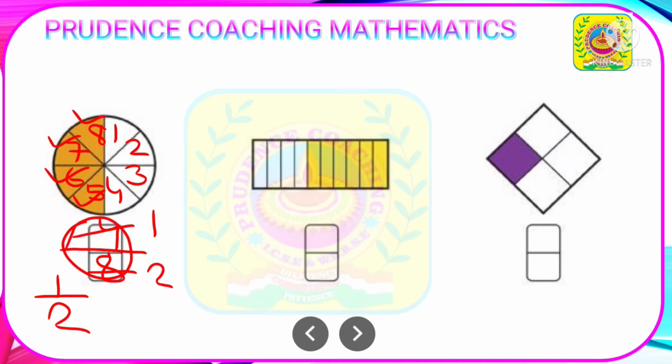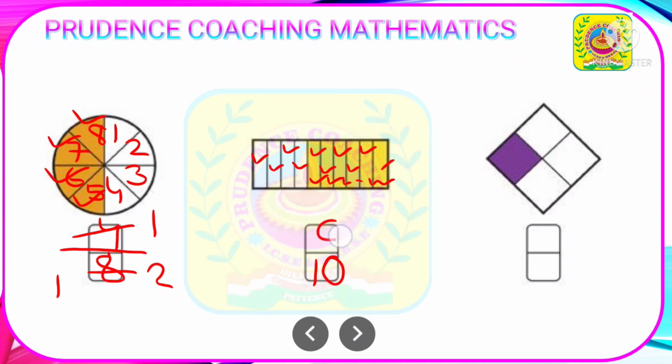Next, as you can see, here is a rectangle. So let us count the number of parts in which this particular rectangle is divided into. Make sure all the parts are equal in shape and size. So here we have 1, 2, 3, 4, 5, 6, 7, 8, 9 and 10. That means we have total 10 equal parts. Out of these 10 equal parts, how many parts are being colored here? 1, 2, 3, 4, 5 and 6.